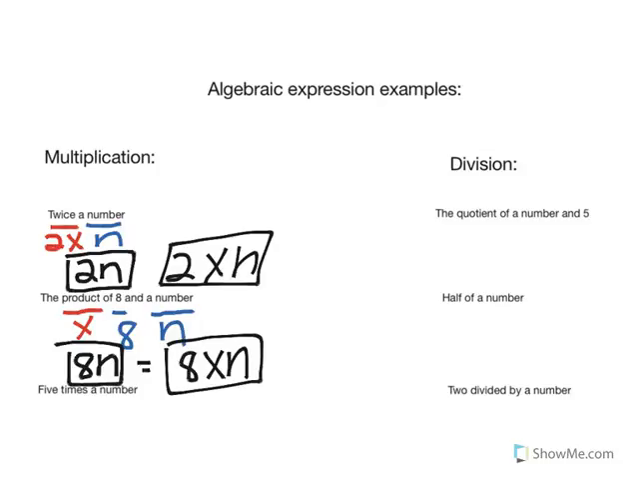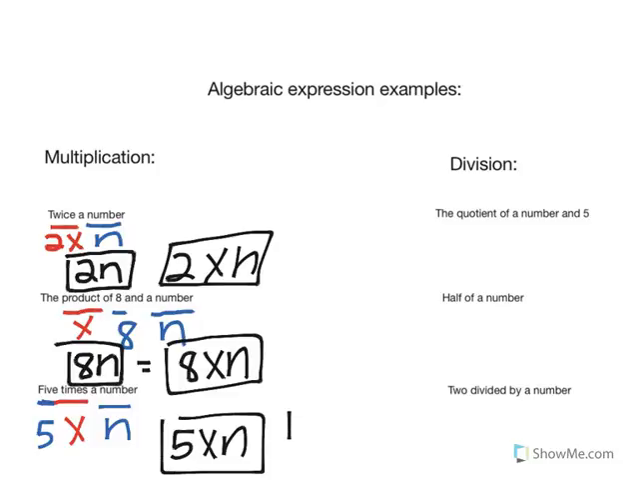Now on to the next question. 5 times a number. So that's multiplied by 5. 5 is the number, and a number is the variable, which we'll represent as n. And so 5 times n is our answer, or 5n.